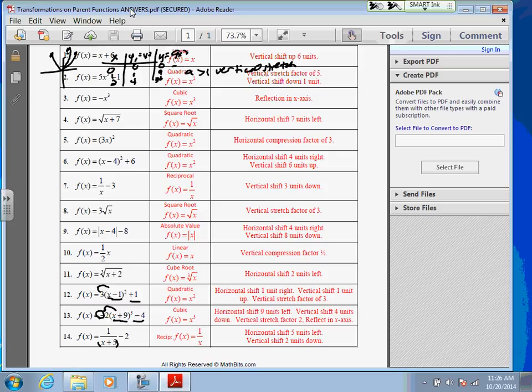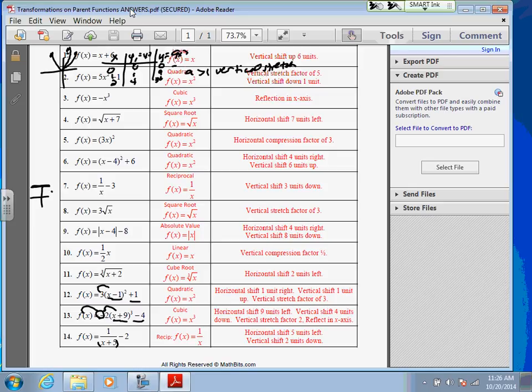Okay, then here's the difference. See where this negative is? It's not near the X. So on your graph, if it's near the X, go like this. The X is going positive to negative. There's your reflection. If it's not near the X, it's actually just affecting your Y.